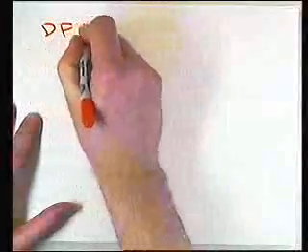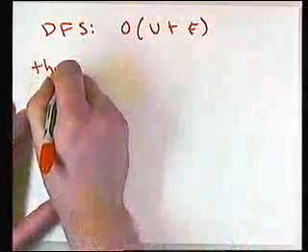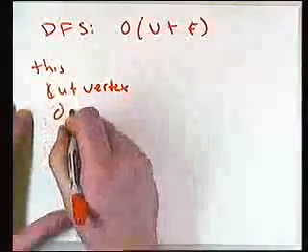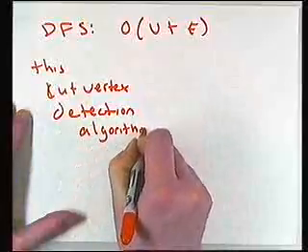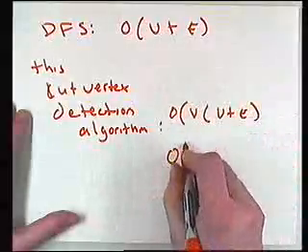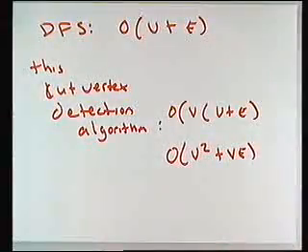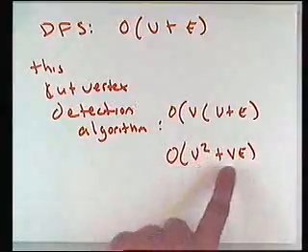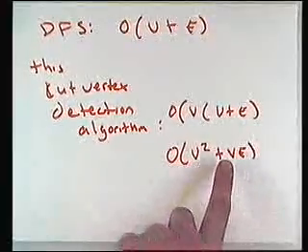And so remember that depth first search is order V plus E. And so this cut vertex detection algorithm is going to be order V times V plus E, which is basically the equivalent of V squared plus VE. And so it turns out then that this algorithm is going to be no better than V squared. If we have no edges, we have V squared plus V, or V squared plus 0, I guess.